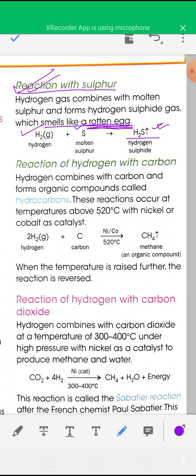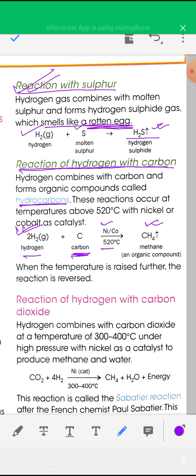Now see the reaction of hydrogen with carbon. Hydrogen combines with carbon and forms organic compounds, and these organic compounds are called hydrocarbons. For example, when hydrogen, H2, reacts with carbon, C, in the presence of a nickel catalyst, you will get methane, CH4.